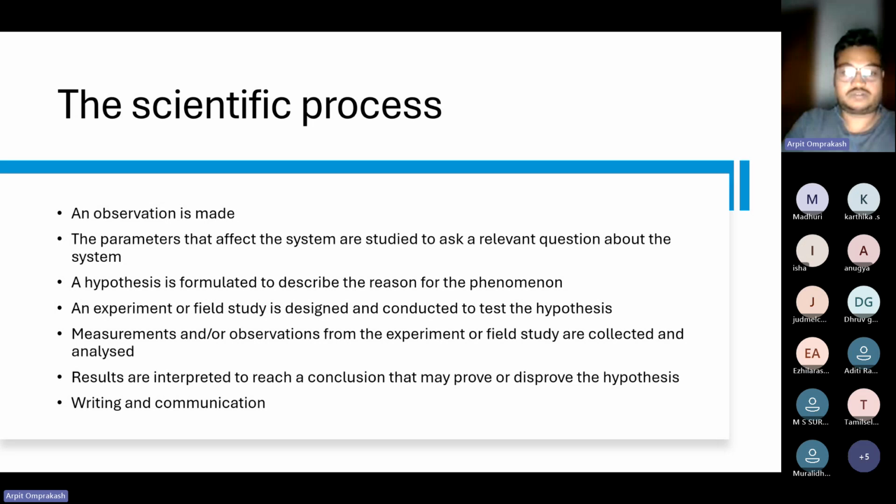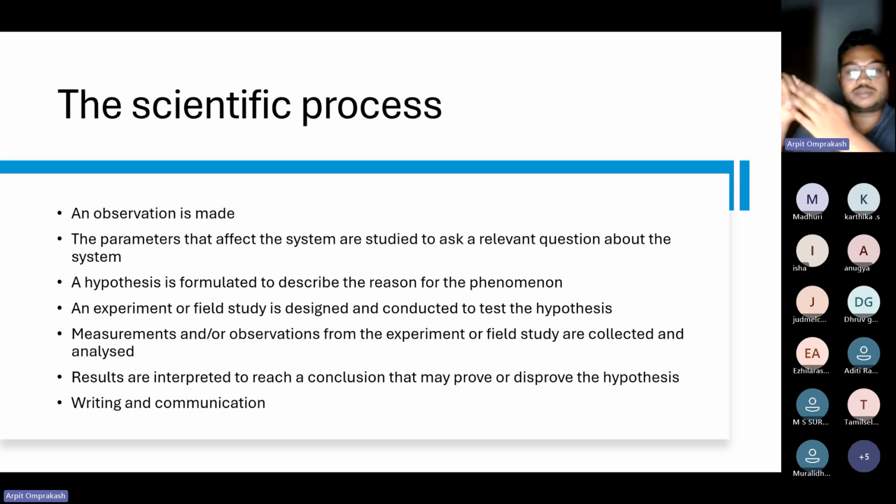So this is an example of how the scientific process unfolds when we are doing science. The first step is making an observation. Then, once you make an observation, you look at your system, study all the parameters of your system, and ask a question that is relevant to your system. Right. Next, based on the question, you formulate a hypothesis, or a possible explanation: a guess of what might happen and why you think it's going to happen. Right.